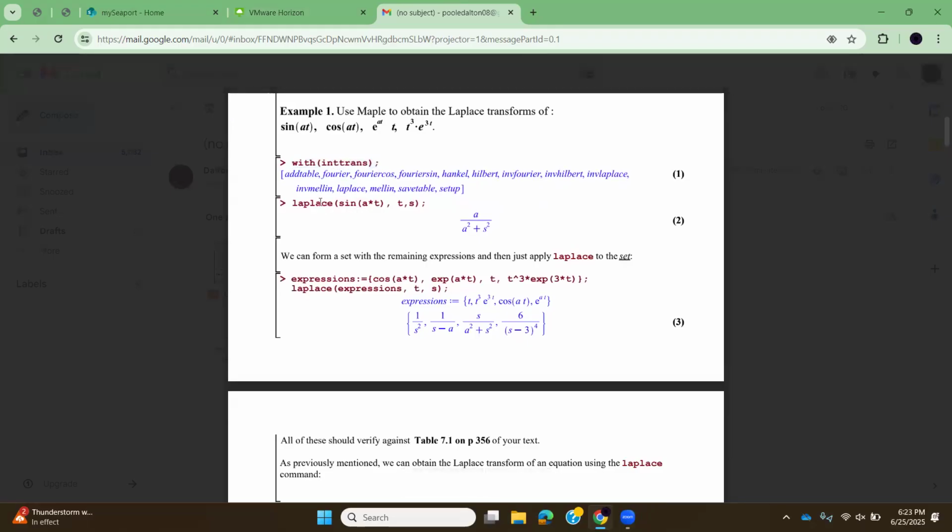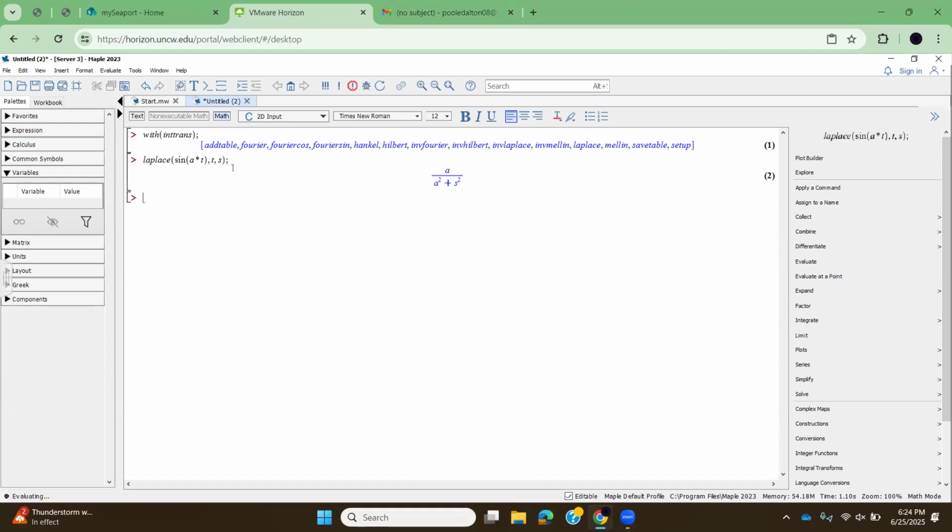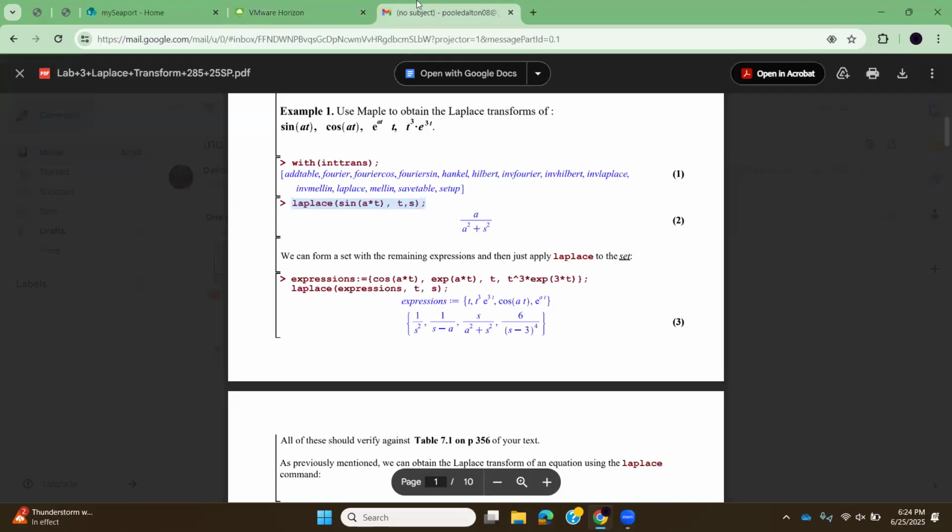And now we're just going to try it with sine of at, and we'll go ahead and break down what this is doing. So it's telling you to take the Laplace transform of sine of a times t, where the original function is a function of t, and we're going to transform it into a function of s. Hit enter. There we go.